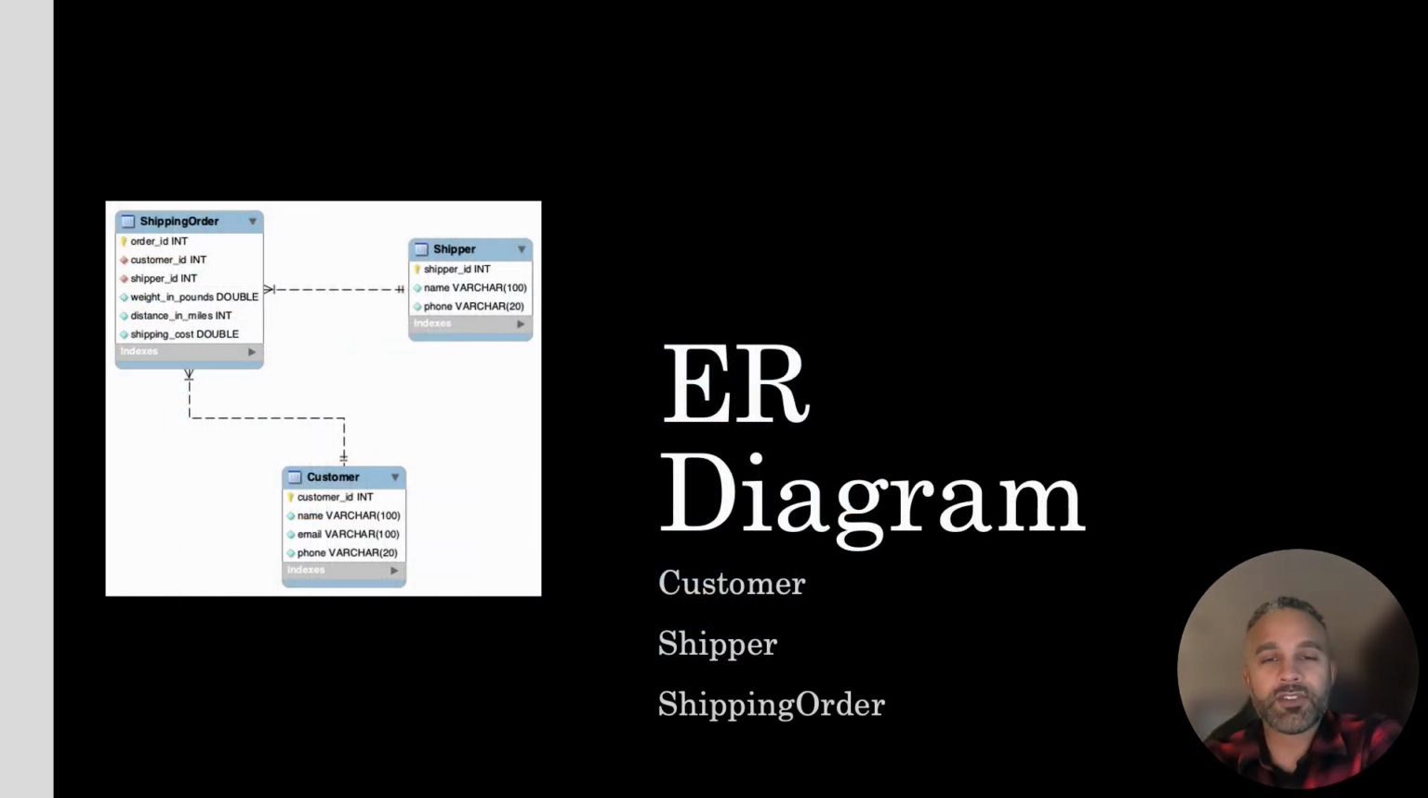Okay, I also created an entity relationship diagram. So we have the three tables defined and also the data types with the foreign keys and primary keys on it. As you can tell, we have the shipping order table, shipper table, and also the customer table.